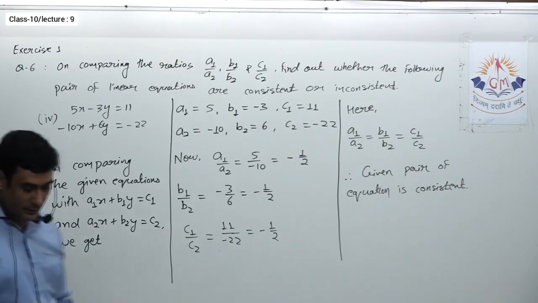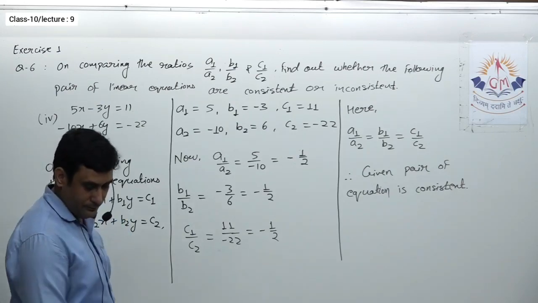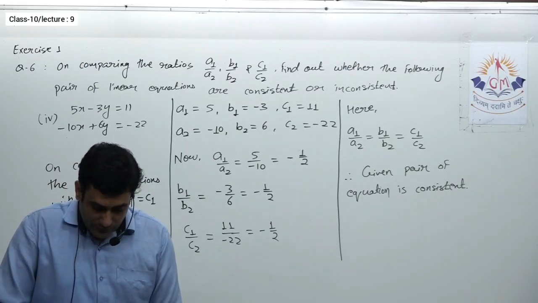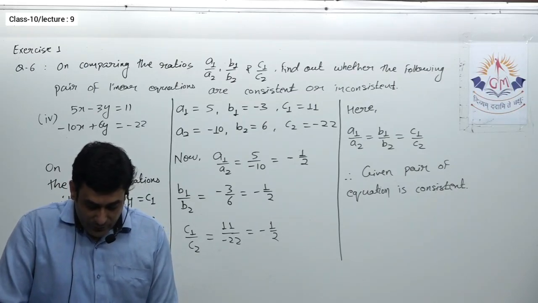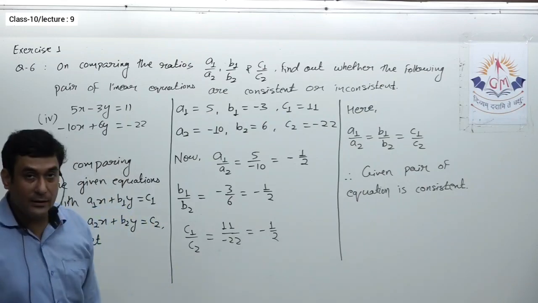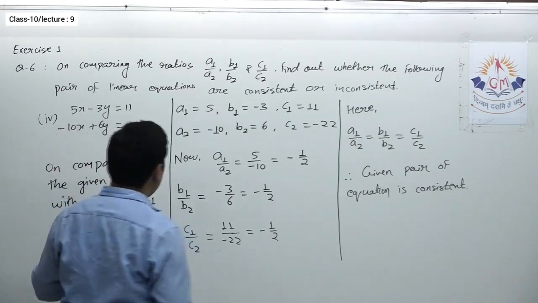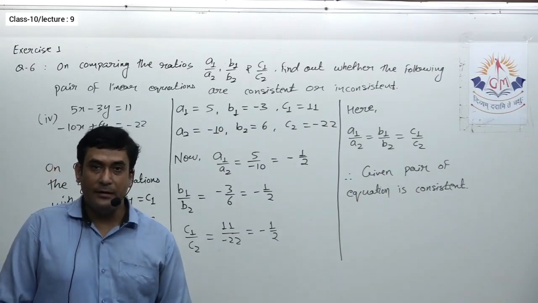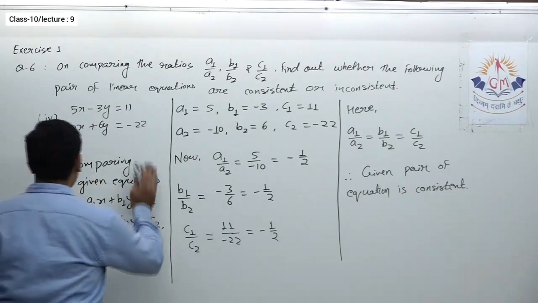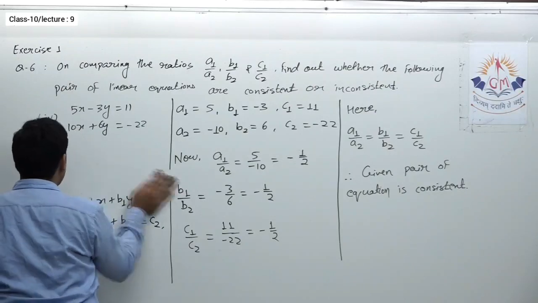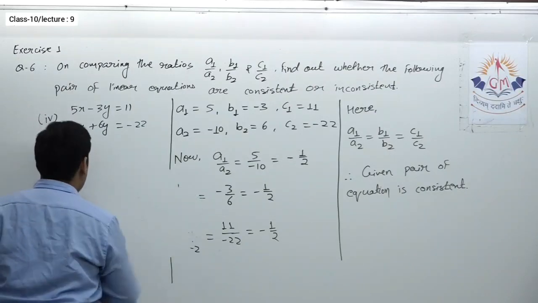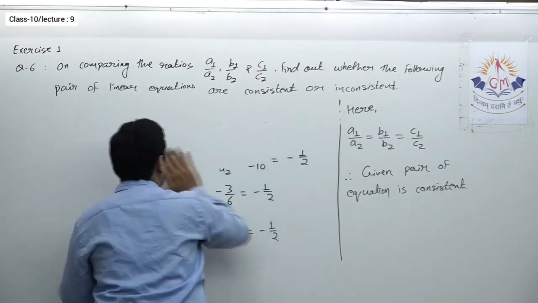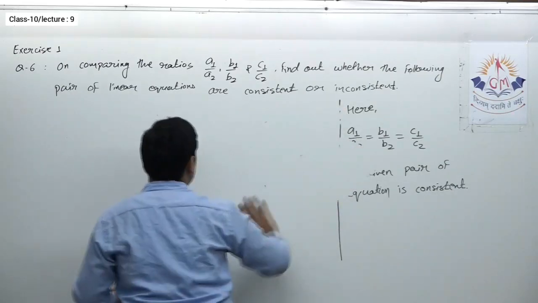Okay, now we'll see question number 7th. Which of the following pairs of linear equations are consistent, inconsistent? If consistent, obtain the solution graphically. So again we have to do the same thing, the only difference is that after finding whether they are consistent or inconsistent, we have to obtain the solution of that pair of linear equations with the help of the graphical method. So we'll see one question for this.